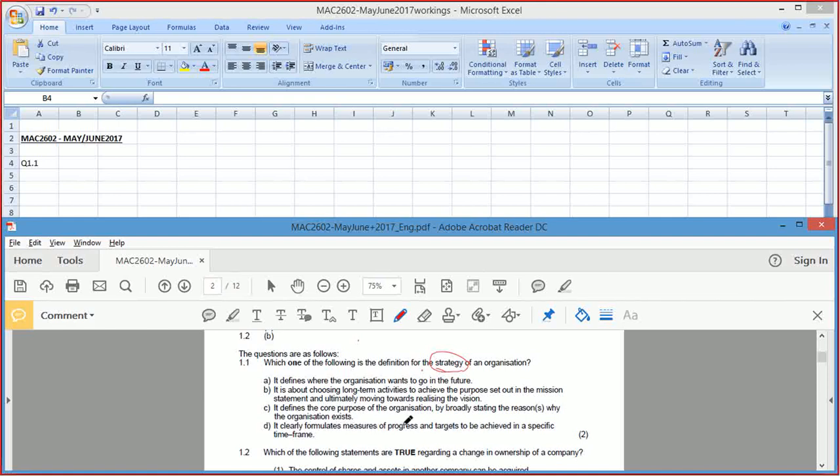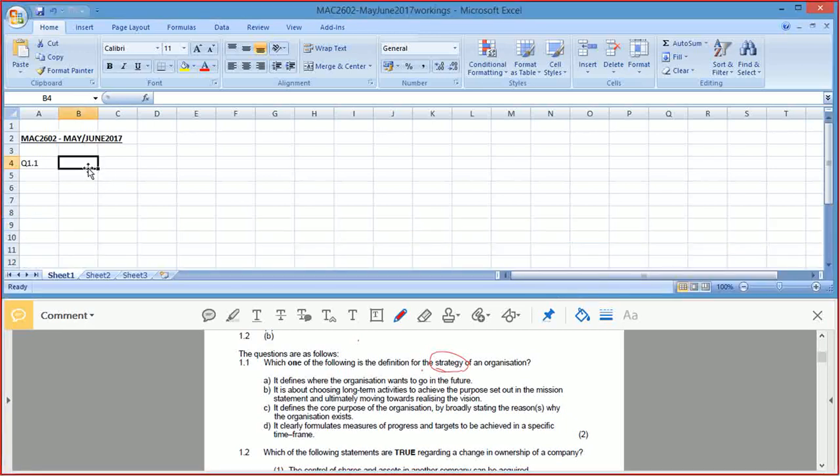Okay, it doesn't formulate the progress or targets. Okay, that's ways to measure performance and outcomes. Right, so strategy is looking at definitely B, choosing activities to achieve a goal or a mission or a vision. Okay, so option B. Let's just write B.